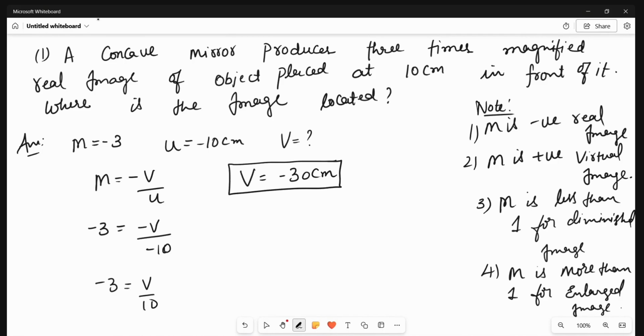So here, minus indicates what? It's a real image, because minus means wherever the U is there, V is also there on the same side. That means a real image will be formed. So that is also indication that a real image is formed.